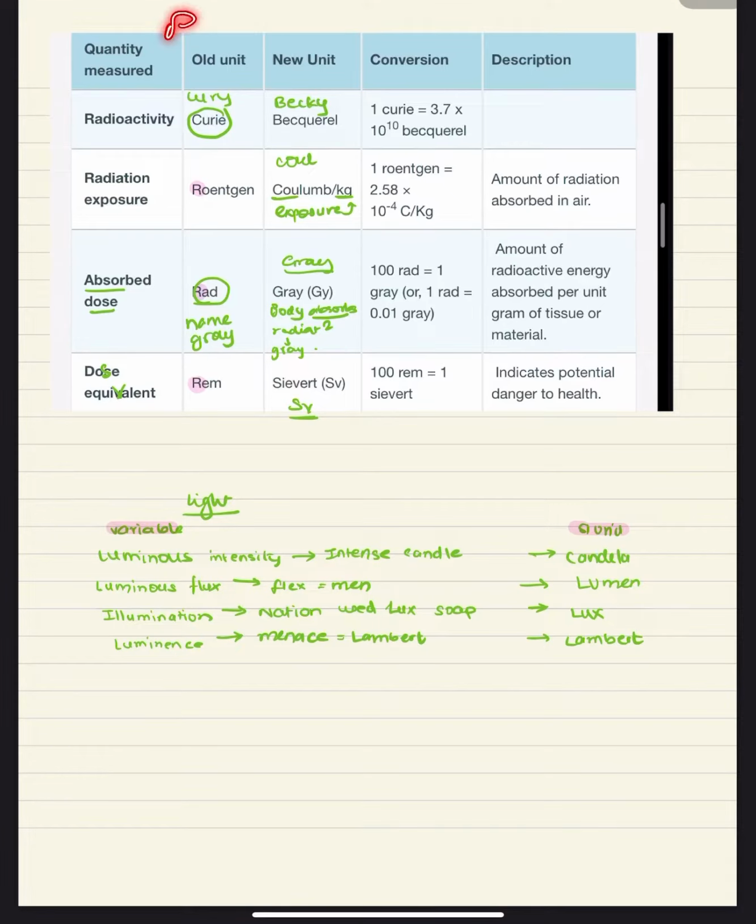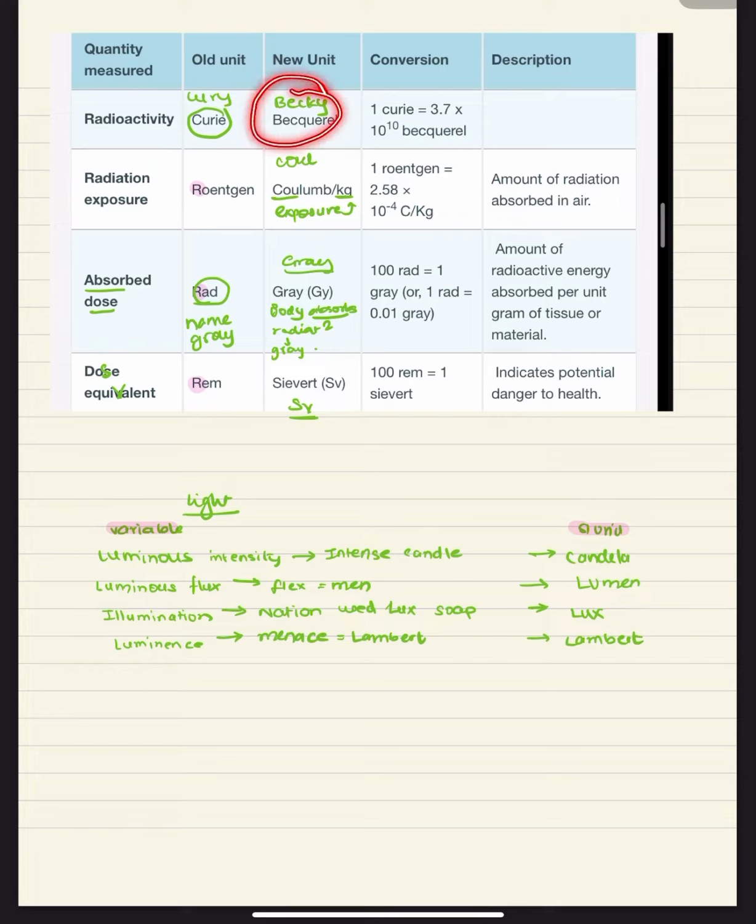Talk about radiation, the units, the variables in radiation, and the variables in light. So first thing in radiation, there's something called radioactivity, radiation exposure, absorbed dose, and dose equivalent. So let's talk about the new units. Specifically, those are only asked.